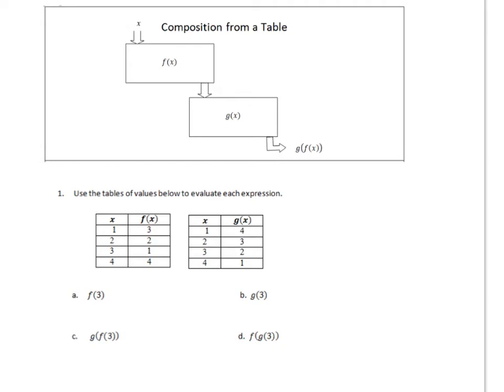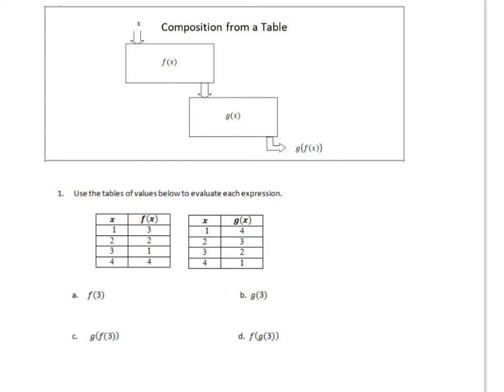In this video, we're going to talk about composition of functions from a table. If you remember, composition is when we have an input, an x value, that we first put into the innermost function. So if I'm talking about g of f of x down here, the innermost function is f of x, so the input goes into the innermost function first. We get an output, and then it goes into the outermost function before we get a final output.